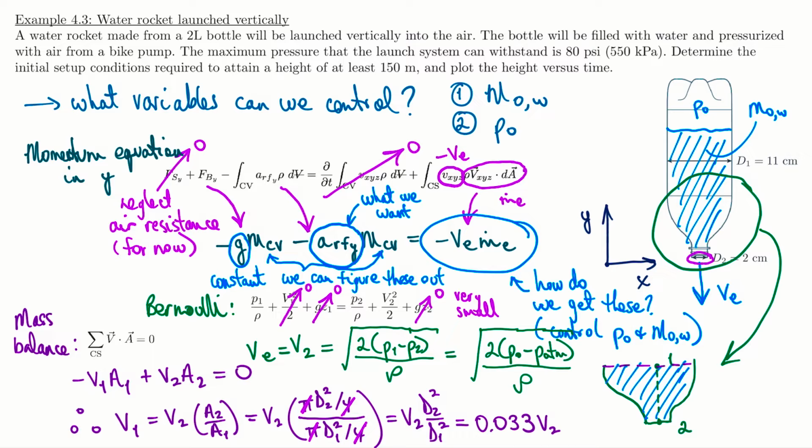So there we go, we've already answered our question. So how do we get these terms? Well, we've just gotten the exit velocity there because we can relate it to the pressure that we pressurize it at. This is getting a little crowded, so I'll use a fresh page here to show you how we do the mass flow rate.